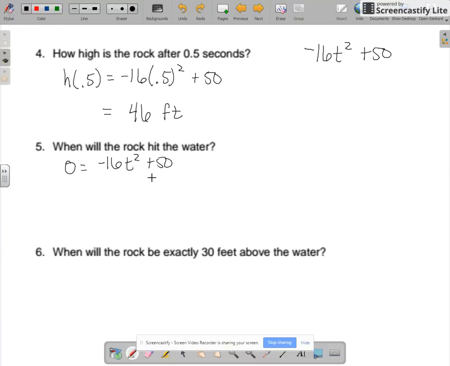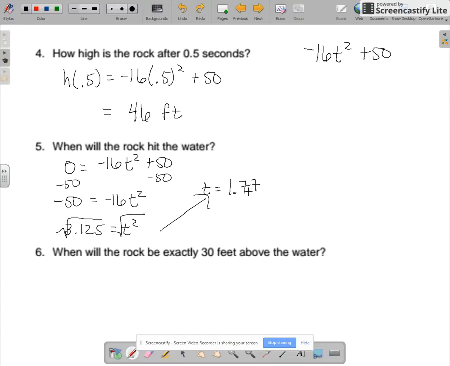So we subtract 50, get negative 50 is equal to negative 16t squared. Divide by negative 16, and we get 3.125 is equal to t squared. We then take the square root of both sides. The square root of 3.125 is 1.77. So t is equal to 1.77. And again, our unit is seconds. Okay. So after 1.77 seconds, our rock hits the water.